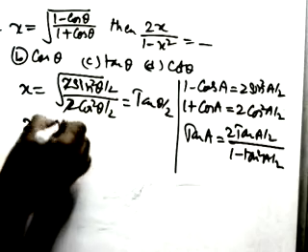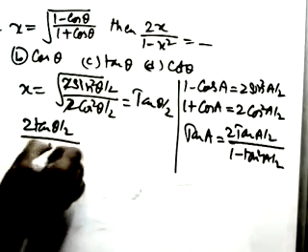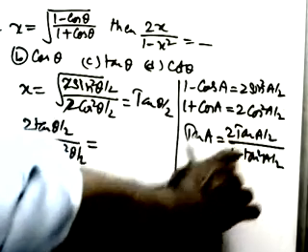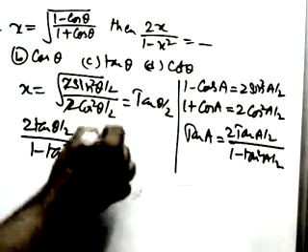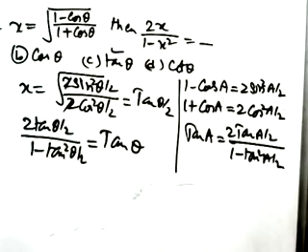So what do we have to find? We have to find 2 tan theta by 2, that is 2x, where x is this, by 1 minus tan square theta by 2. Now this is the formula: 2 tan A by 2 by 1 minus tan square A by 2 is tan A. So this will be tan theta.